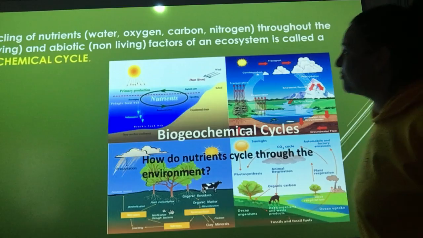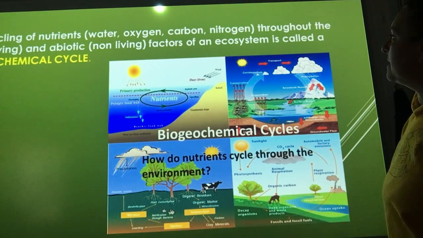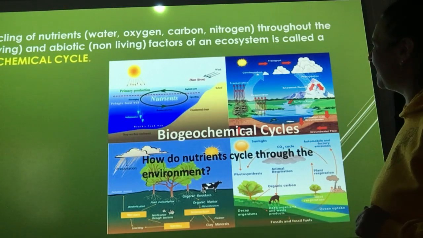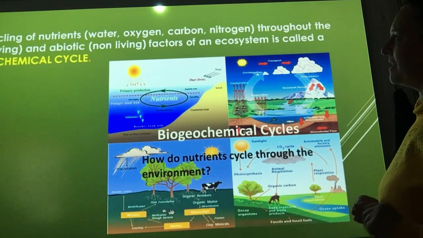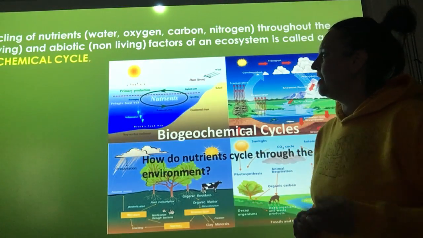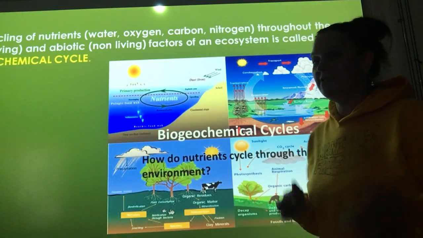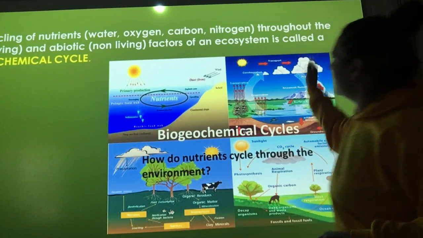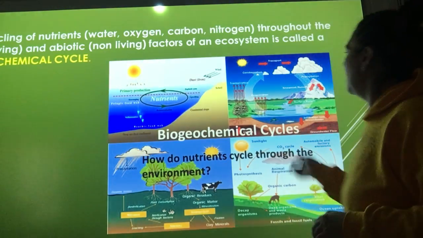So the cycling of nutrients, we talk about nutrients, that would be things like water, oxygen, carbon, and nitrogen. The cycling of nutrients through the biotic and abiotic, we just learned those terms in the last slide. When they cycle throughout the factors of an ecosystem, that's called a biogeochemical cycle. Bio, living. Geo refers to the earth. Chemical, we did a chemistry unit. Cycle, very literal what it means. Biogeochemical cycles, how these elements cycle through the living and non-living factors of an ecosystem.